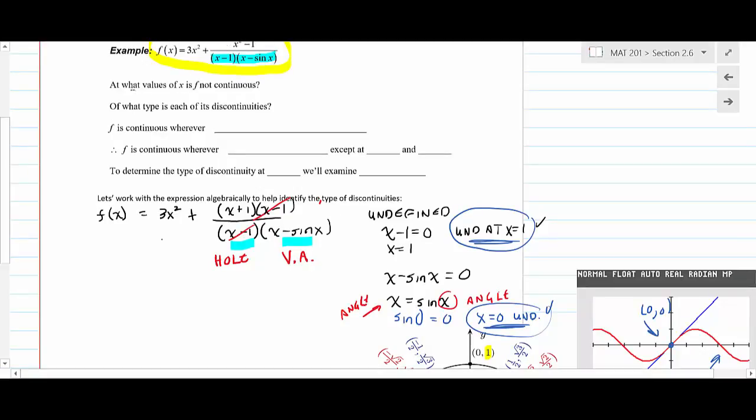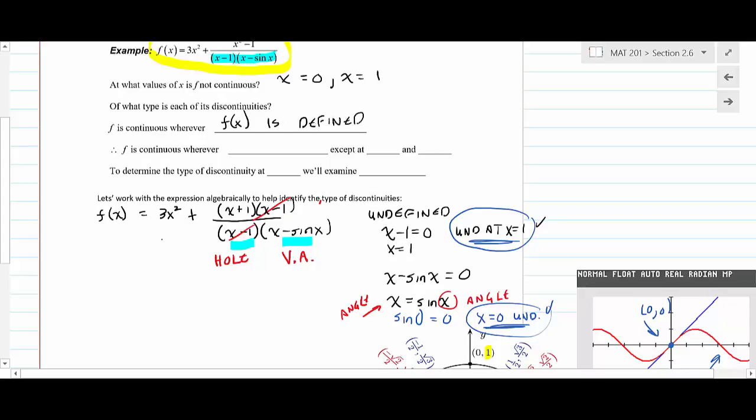So at what values of x is f not continuous? Well, it would be the two places where it's undefined. So we said that x equals 0 and x equals 1 would be the two places you're undefined. So f is going to be continuous wherever the function is defined.